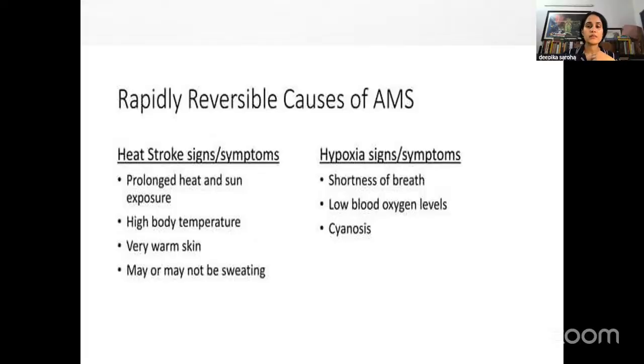Hypoxia, be it because of chronic obstructive airway disease or because of the surroundings where the patient is working, such as a factory or some area with poisonous exposure: there is shortness of breath, low blood glucose levels, and cyanosis. Pulse oximeter will help you, and eventually an ABG, which is a quick thing that you can do in your emergency, will help you.